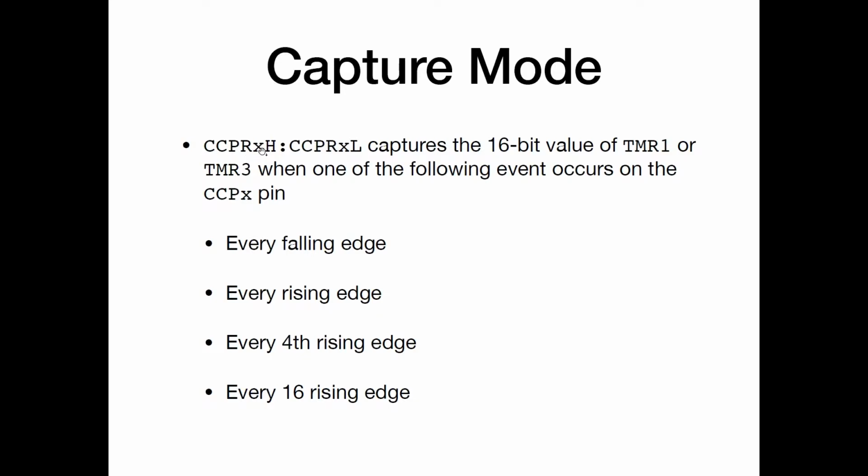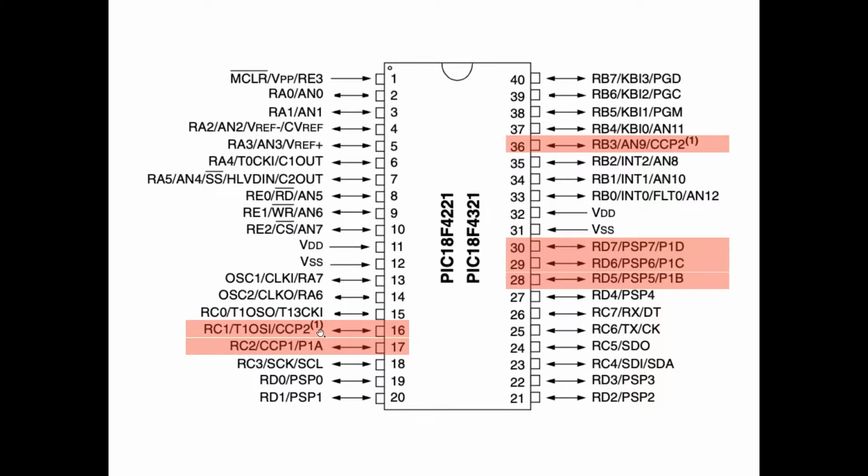CCPR2H and CCPR2L, if you combine these two, they become a 16-bit register. That captures the 16-bit value of Timer 1 or Timer 3, depending on which one you're using, when one of the following occurs on the CCP1 or CCP2 pins. We're going to go back to this pin, for example. If something happened on this pin, whether it's CCP2 or 1, let's focus on 2 for today.